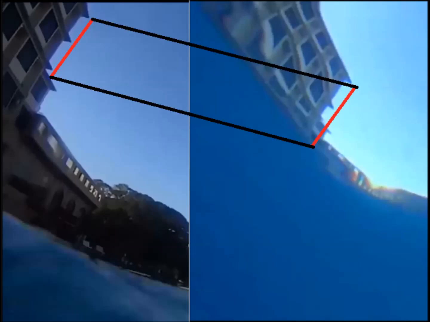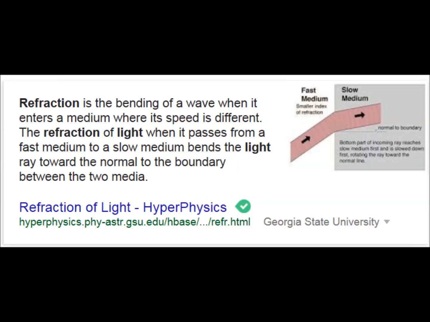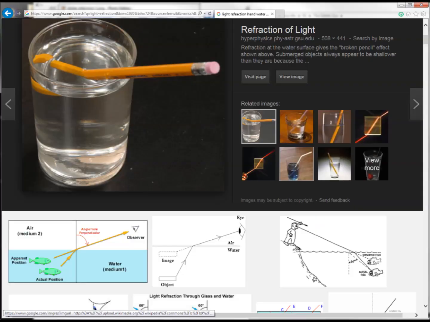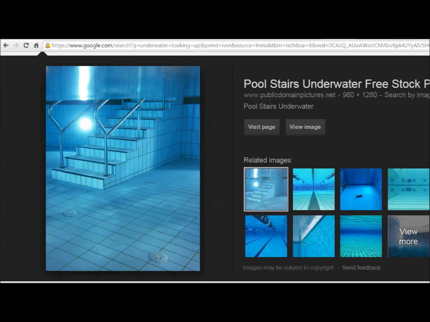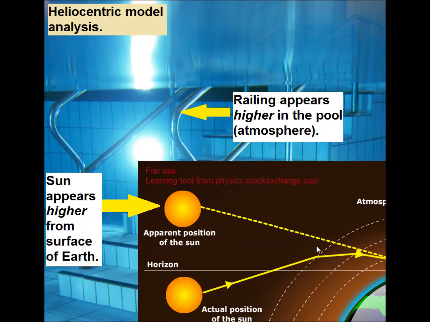As stated, this is a very well-known empirical datum, which any of us can verify just by simply sticking your hand in the water when you're swimming in a swimming pool and seeing how your arm appears to bend when going into the water. Here's a picture of underneath the water looking out into the air. This would mimic the heliocentric model. Notice that underneath the water, the railings appear higher than they do outside of the water.